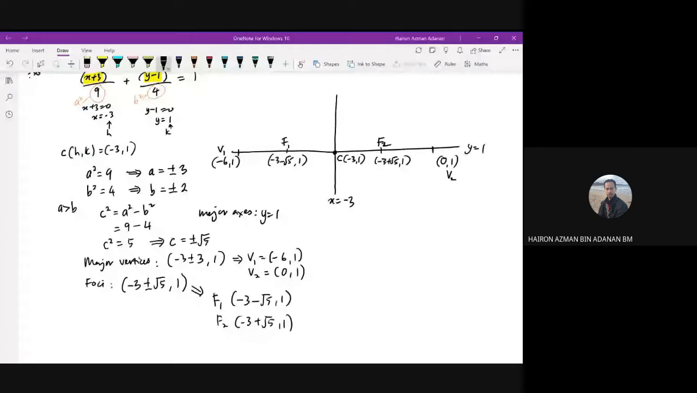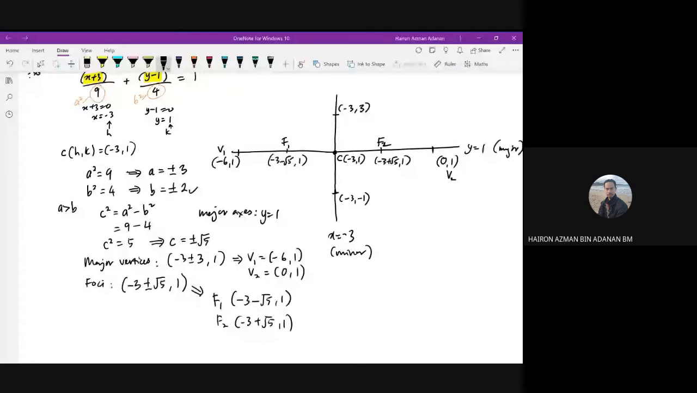How about the other vertices? For the other vertices, B is 2, so the distance here is 2. So you just plus 2. Negative 3, 1 plus 2 is 3, so negative 3, 3. And here, negative 3, 1 minus 2, you will get negative 1. That's for your minor axis. This one is the minor axis, and this one is the major axis.